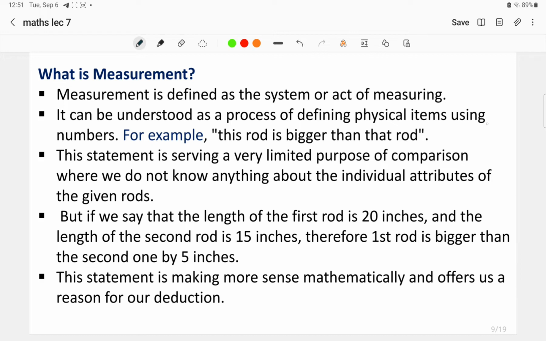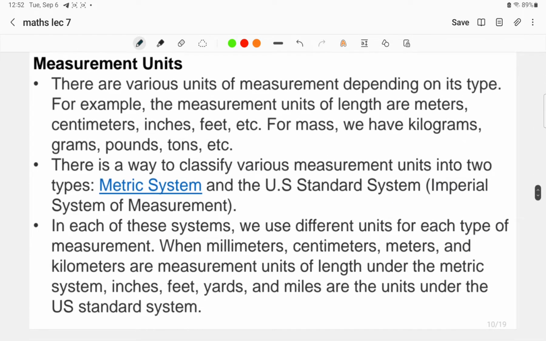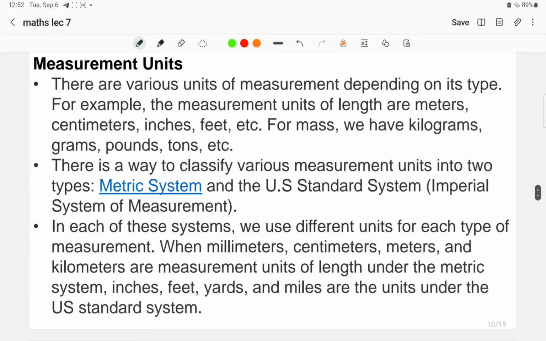For example, there are two rods, one smaller and another larger. The smaller rod is 15 inches and the larger rod is 20 inches. So here we can find the difference between the two rods. We are comparing both rods, one is 20 inches, another is 15 inches, and we can say that the first rod is smaller than the second rod by 5 inches. In this way things are measured and compared. This is all about the theory part. We don't have to go into detail, we just have to focus on the type of questions that can be asked from the topic of measurement.